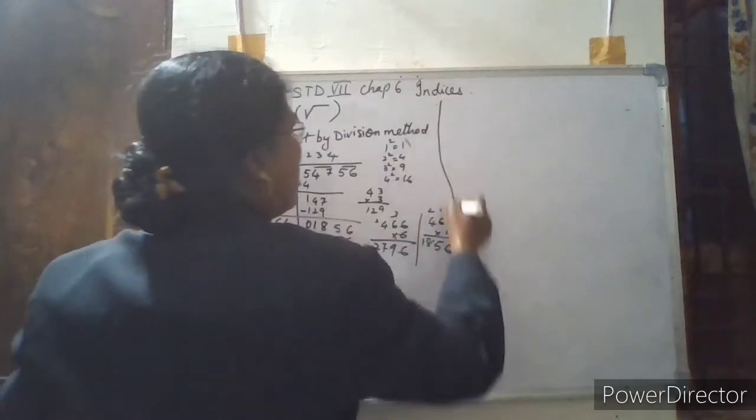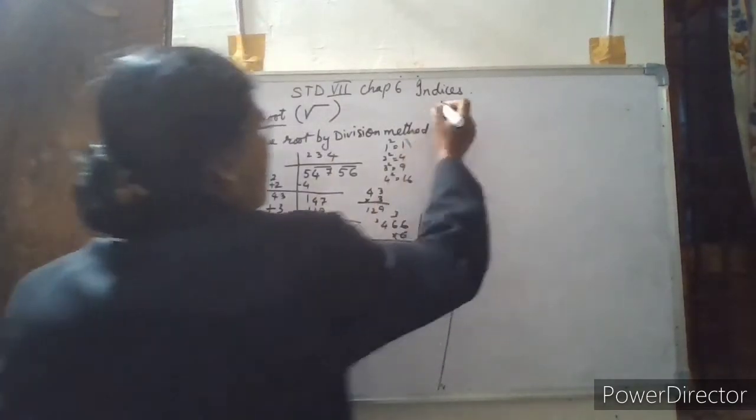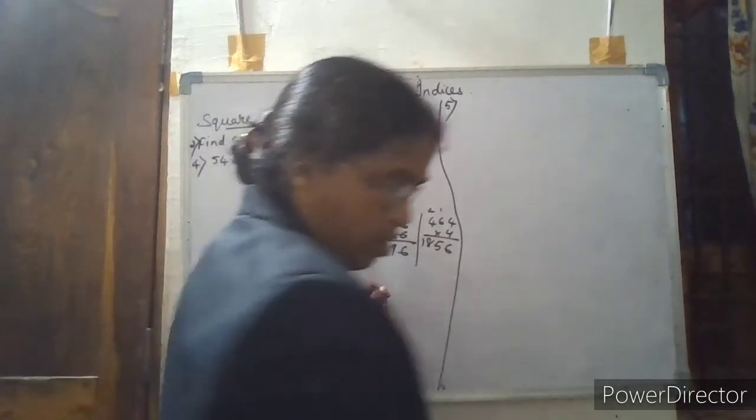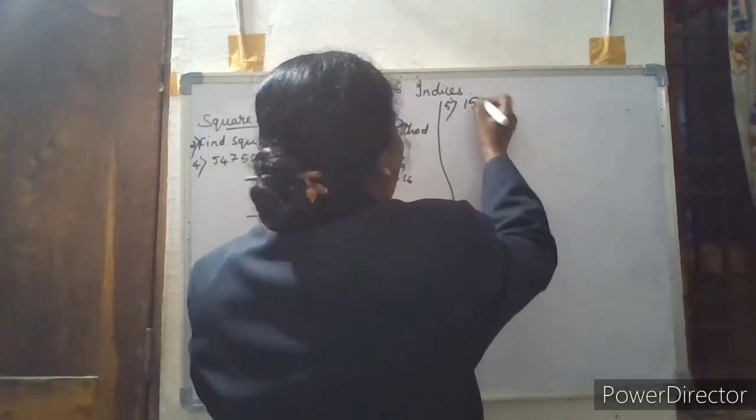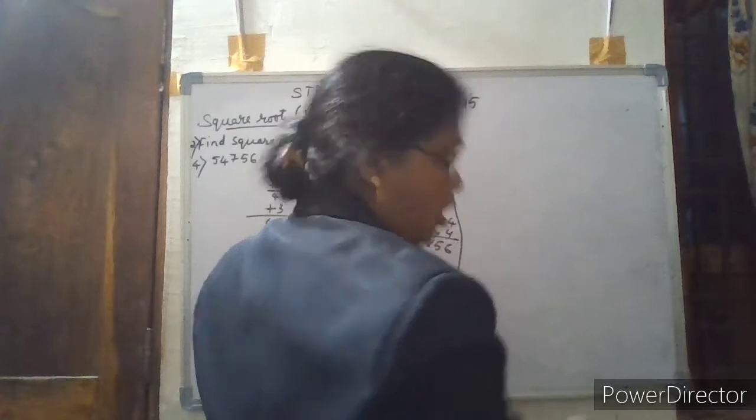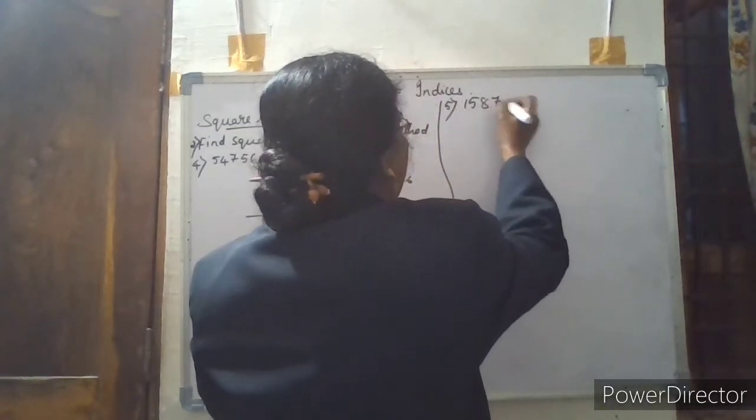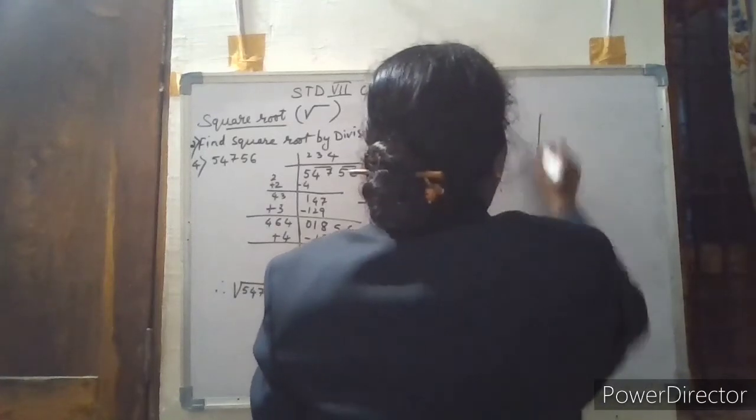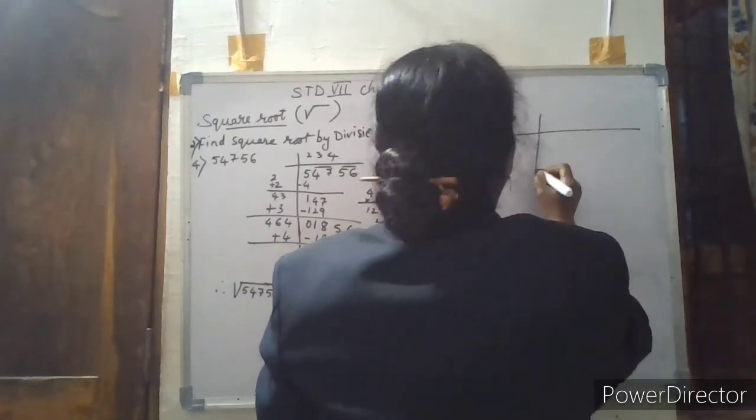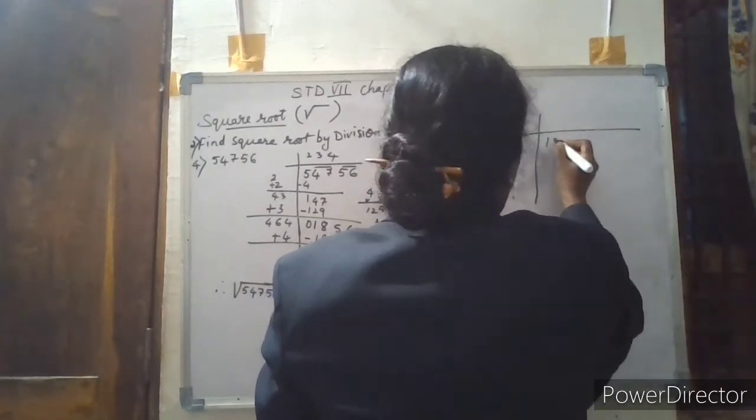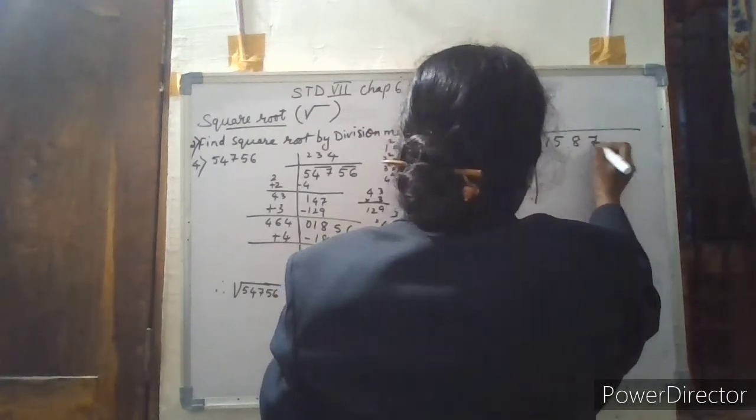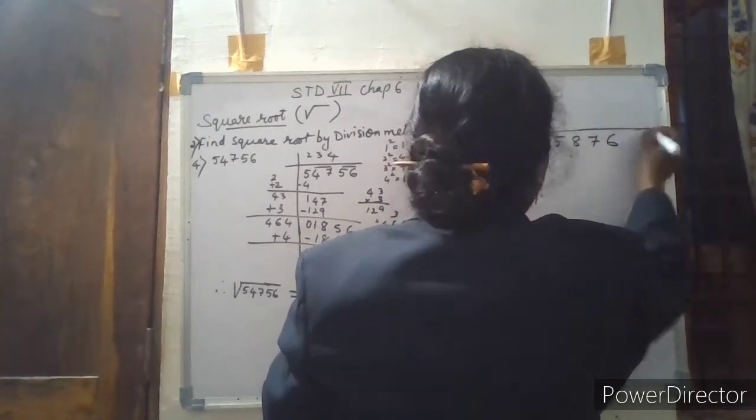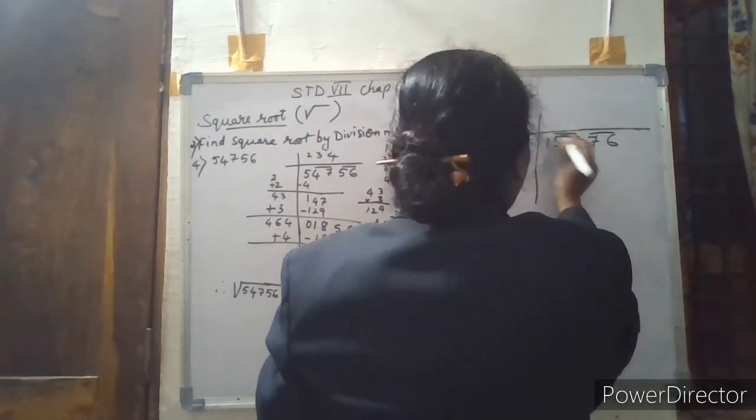Now another example with another big number. I will take 15,876. So again make the box for the square root division method. Now 15,876, make pairs: 1 2, 1 2. 1 is left here. So when 1 is left, children, 1 1 is 1.